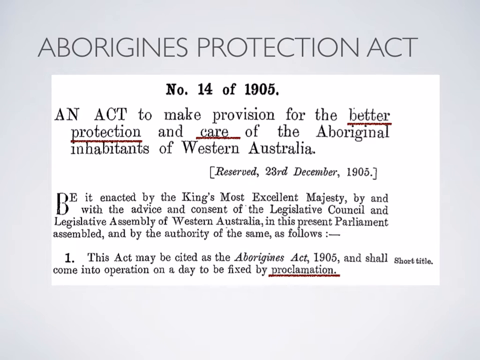And at the bottom you can see this act may be cited as the Aborigines Protection Act and shall come into operation on a day to be fixed by a proclamation. So it was a proclamation that brought that law into place. And what I wanted to make a comparison with is the coming referendum, where the government is proposing to make laws for our people.